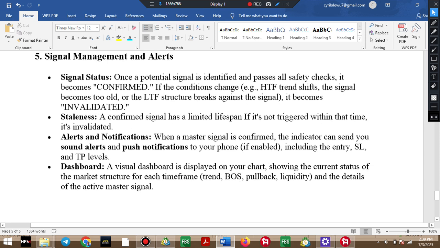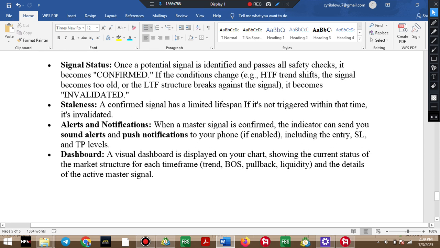Exactly. Then staleness. A confirmed signal has a limited lifespan. If it is not triggered within that time, it is invalidated. That means immediately the signal comes up, this one uses 30 minutes. You can increase the minutes, but the default setting is 30 minutes. Immediately everything is confirmed and the signal pops up, there's going to be a countdown on the dashboard. So once that 30 minutes elapses and the signal didn't trigger, it will cancel the trade immediately. Exactly, it will cancel the trade immediately.